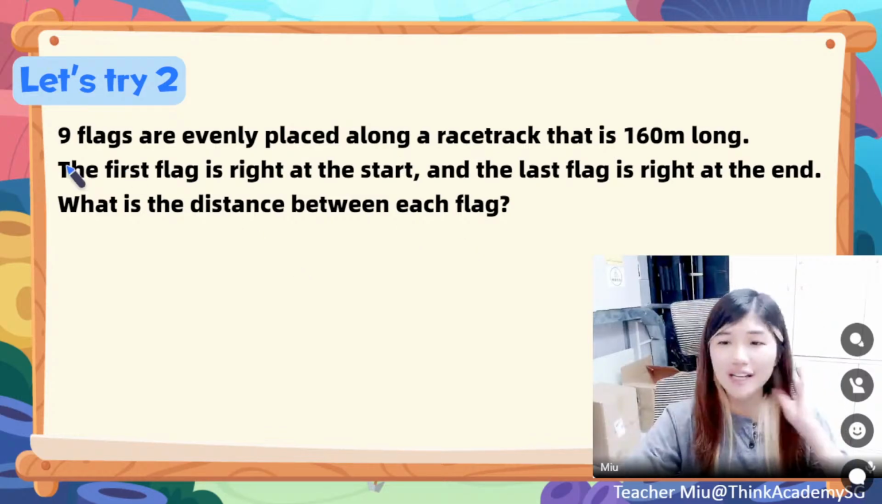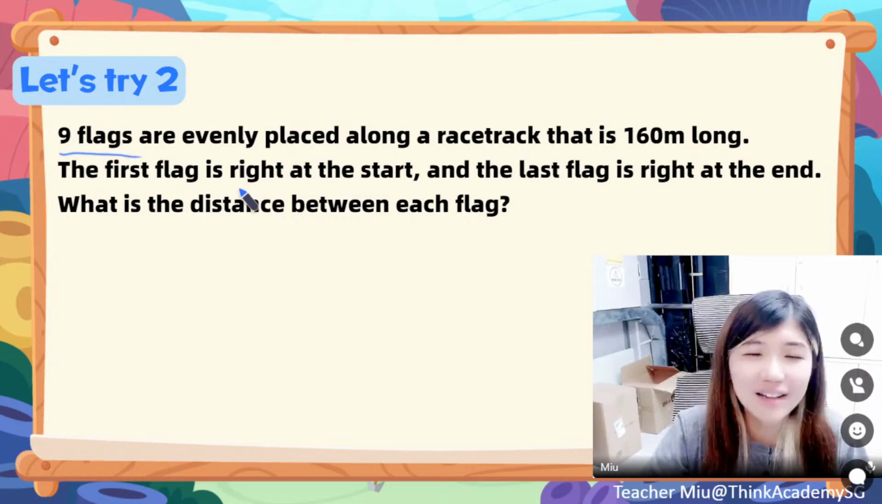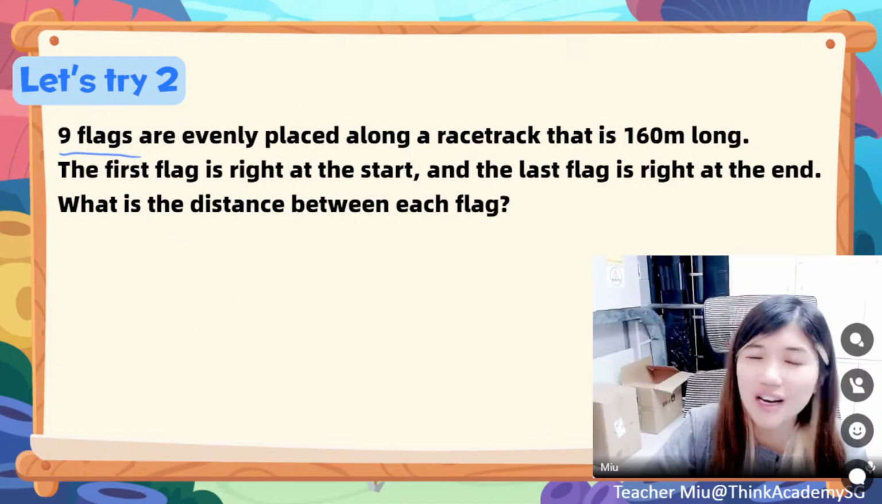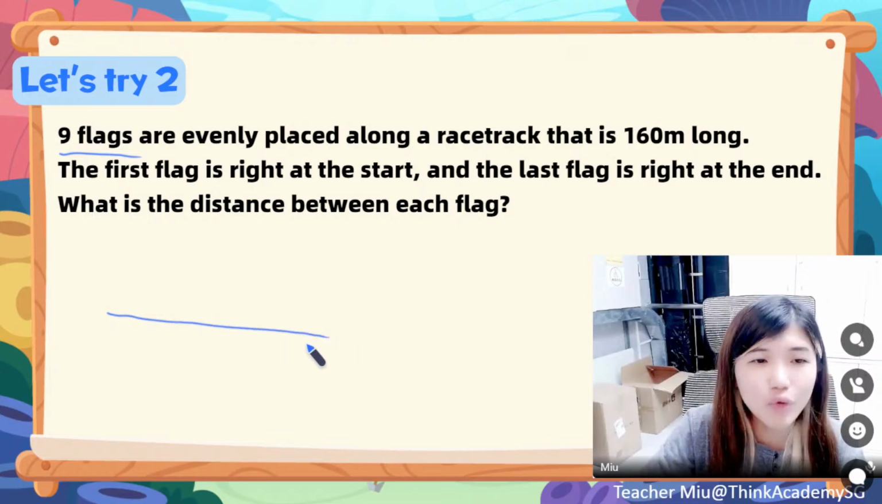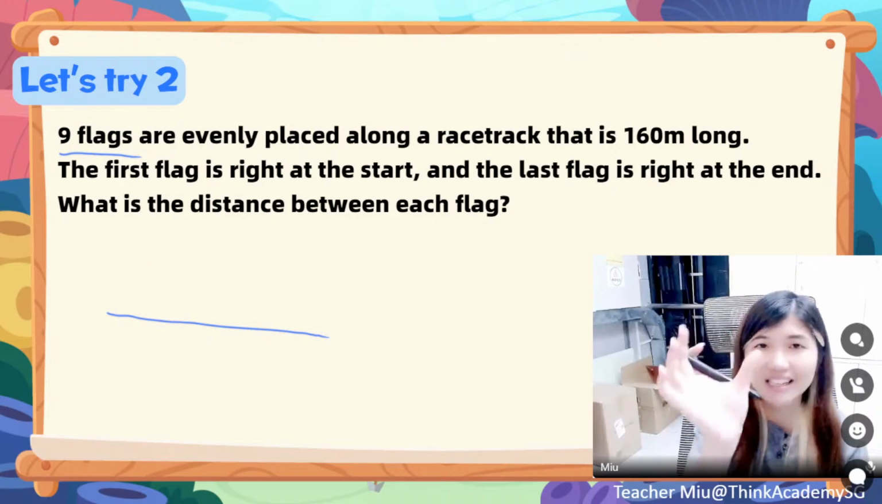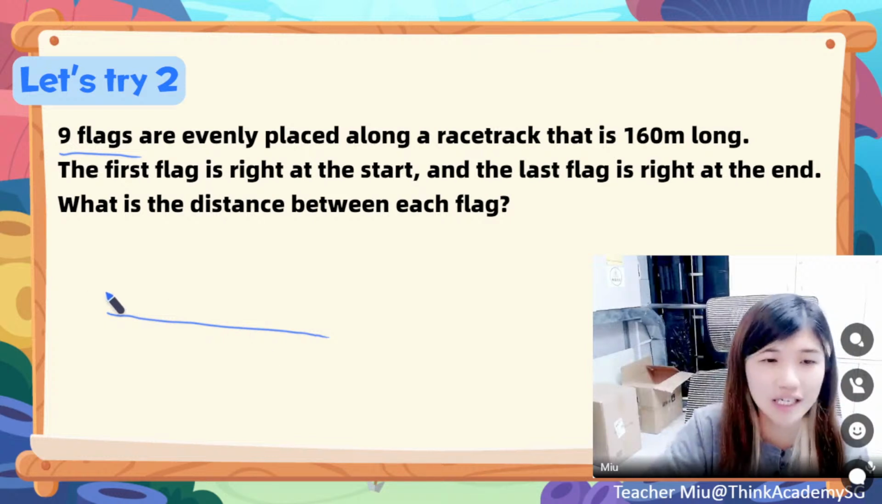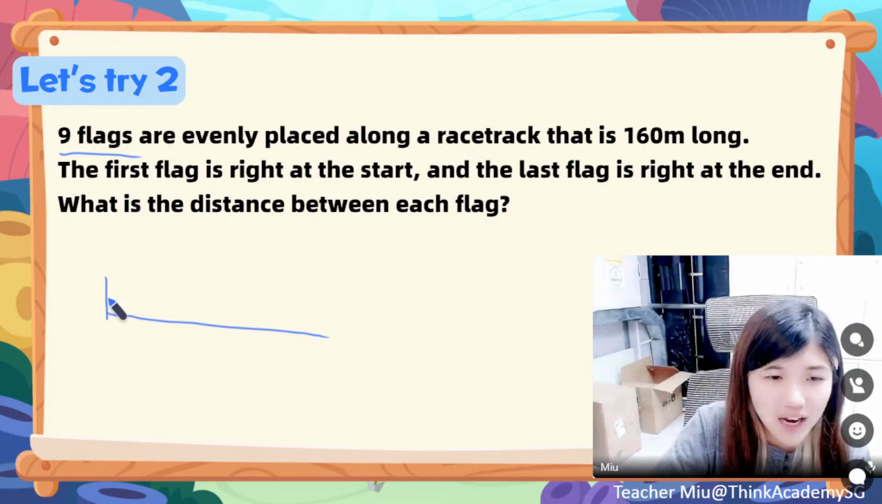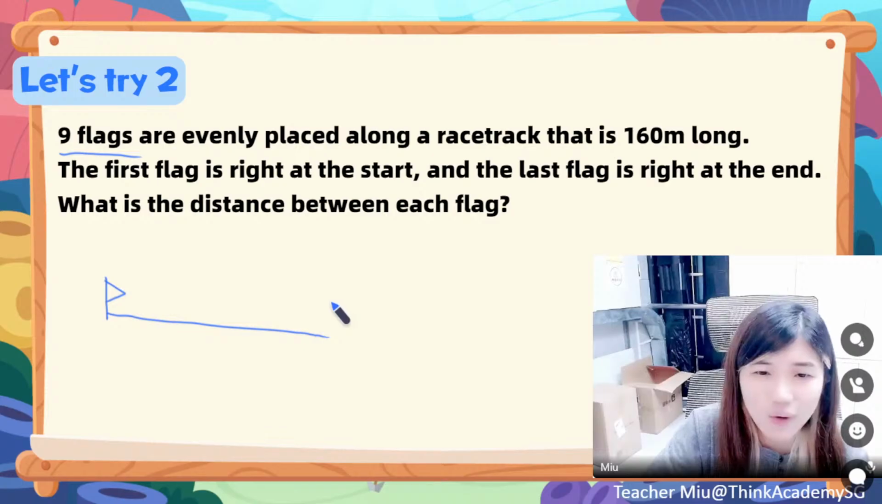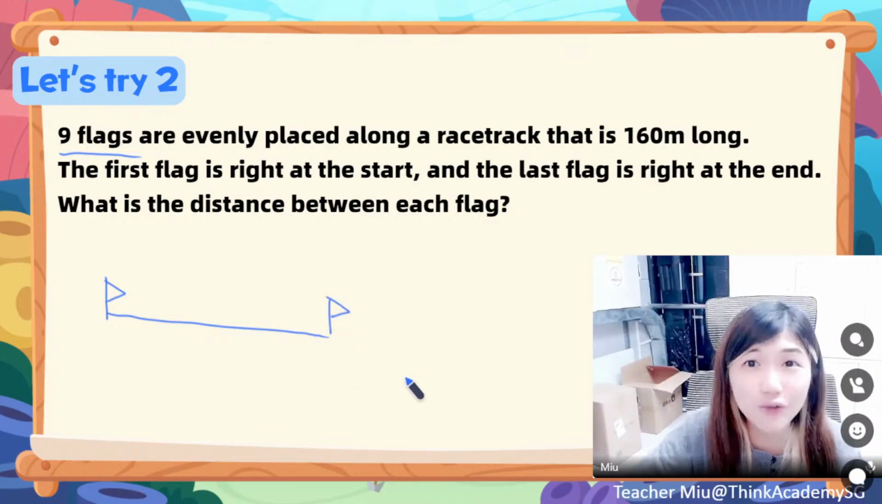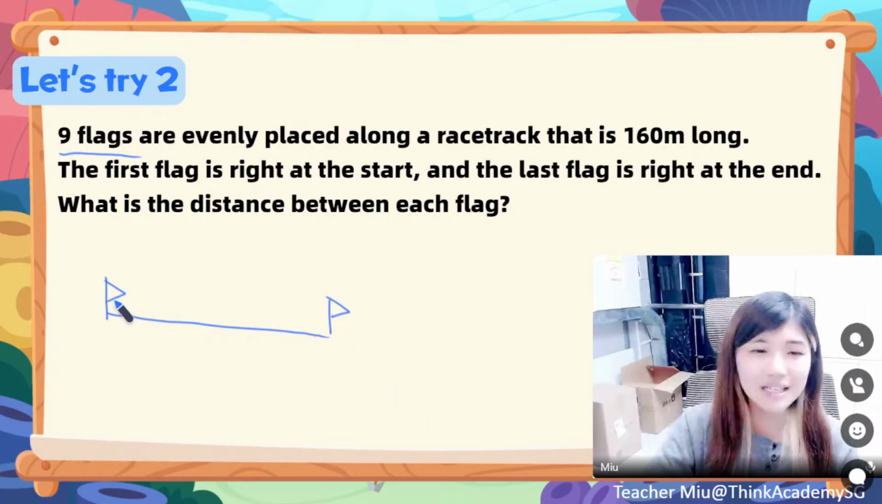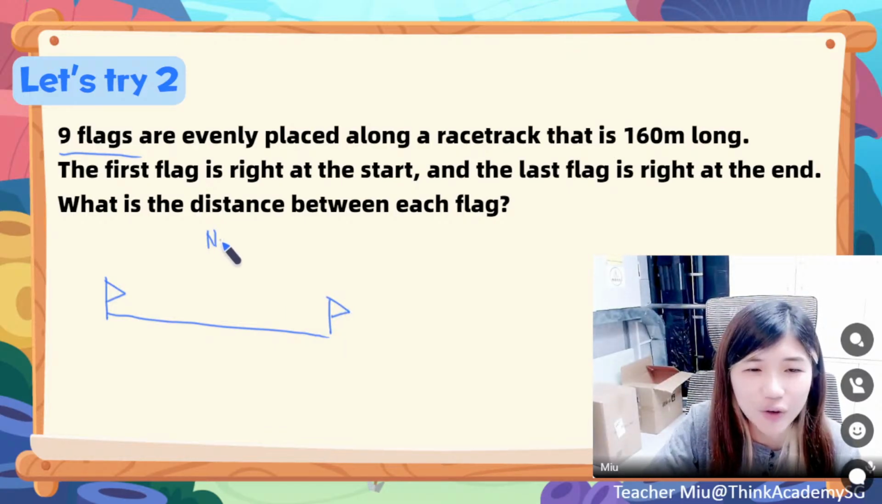First thing first, 9 flags. If you still cannot understand, you draw it out. It's like a row, and there are 9 flags, evenly spaced. That means at equal distance, the interval is the same all the time. The first flag is right at the start, and the last flag is right at the end. Altogether there are 9 flags. That means we start with a flag and end with a flag, so flag is one more. Can you let me know how many intervals are there?